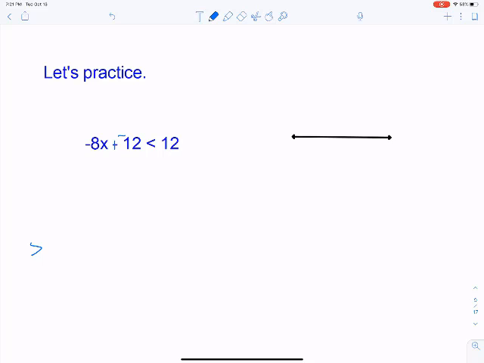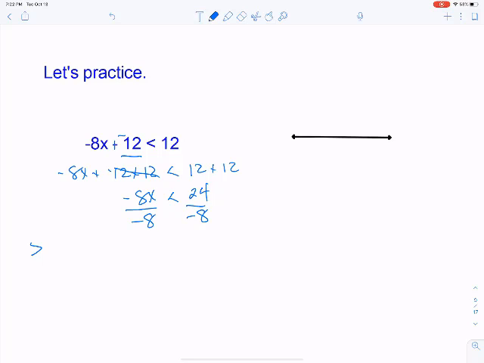Okay, so now we just solve the problem. First thing I do is I get rid of the negative 12. So negative 8x plus negative 12 plus 12 is less than 12 plus 12. Okay, so my 12s on this side go away. I'm left with negative 8x is less than, and 12 plus 12 gives me 24. So don't do anything to that inequality until we're ready to. So now I need to get rid of the negative 8. So I'm going to divide by negative 8, divide by negative 8, and I get x. And then my 24 divided by negative 8 gives me a negative 3.